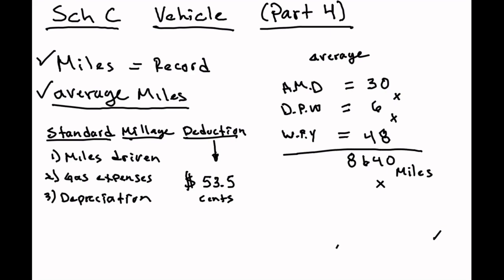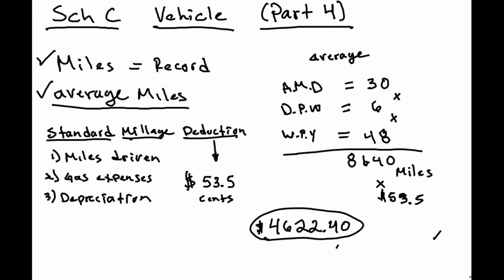Then you have 53.5 cents, times 4,000, you have 4,622 with 40 cents. All right, you're going to have to forgive my twos because my pen is not working very well. There you go. 4,622 with 40 cents. There is your deduction.